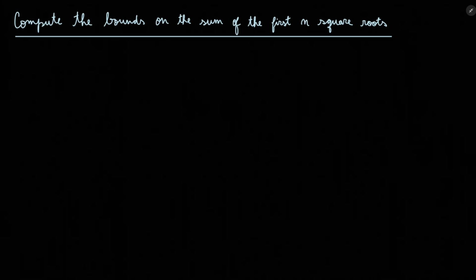The problem asks us to compute the bounds on the sum of the first n square roots. Well, first of all, let's try to understand the motivation behind this problem. Instead of thinking of the sum of the first n square roots, let's think of a simpler sum, which is the sum from i equals 1 to n of i.